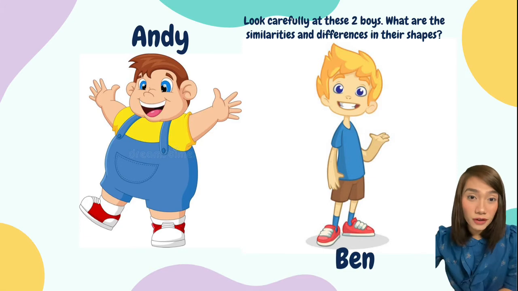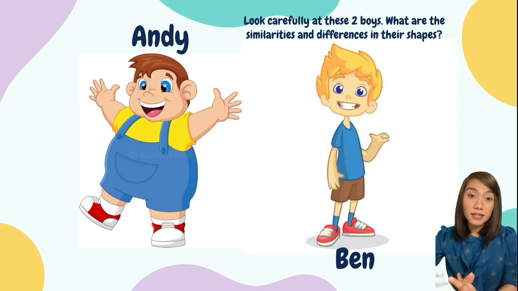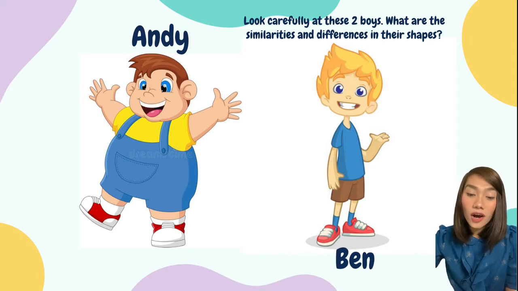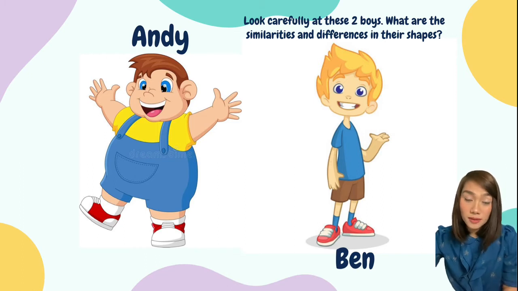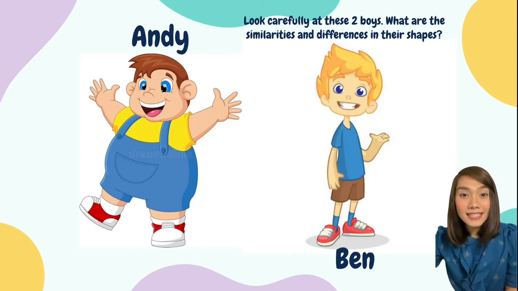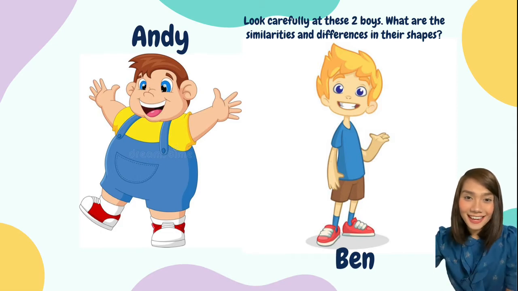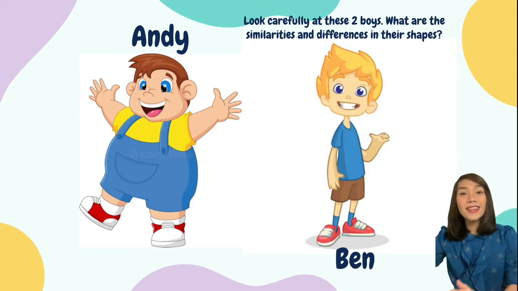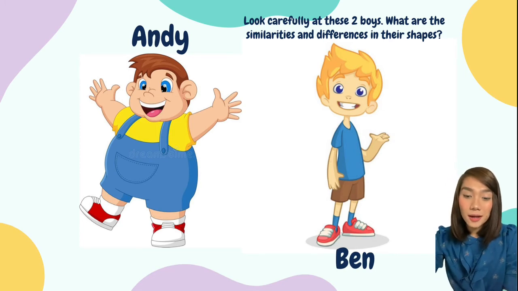Now let's have this picture first. What can you see about these two boys here? We have Andy and we have Ben. Look carefully at these two boys. What are the similarities and differences in their shapes? As you can see, Andy is kind of big and kind of fat, while Ben is very thin and kind of small. Those are the differences that they have based on their physical appearance. That is what we're going to be talking about today: different characteristics of a person and their similarities.